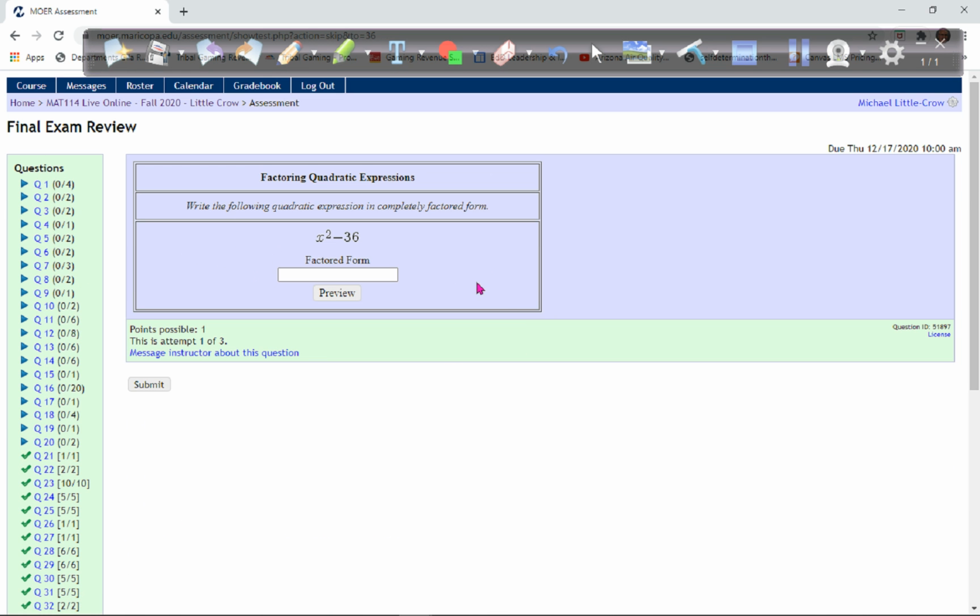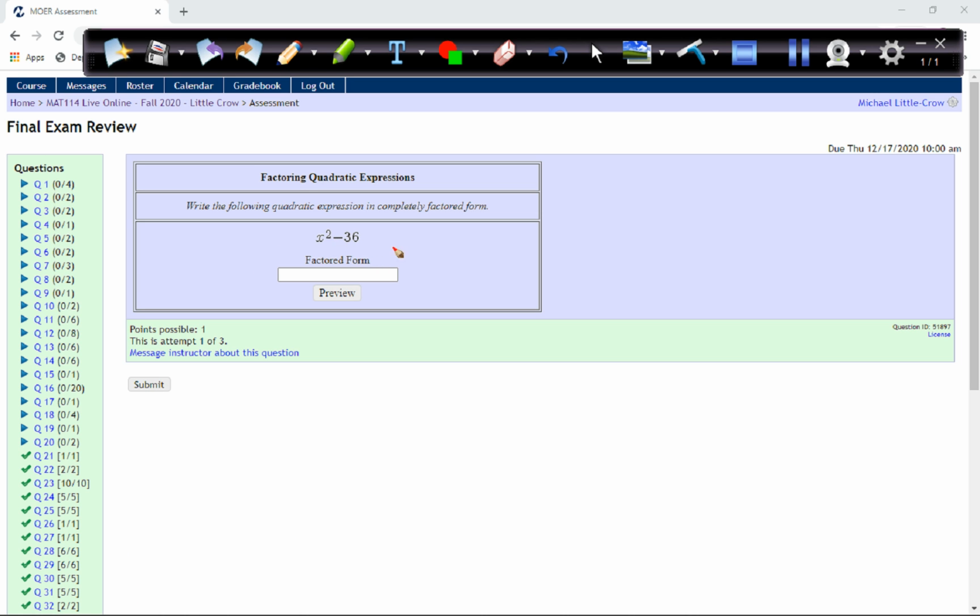37, a few more. We'll take a little break. Write the following quadratic expression in completely factored form. So what we have to see is it is a difference of squares. And when we have a difference of squares, a squared minus b squared, two things squared, it factors into a plus b times a minus b. So when we look at this x squared minus 36, what that really is, it's x squared minus 6 squared, because 6 squared is 36.